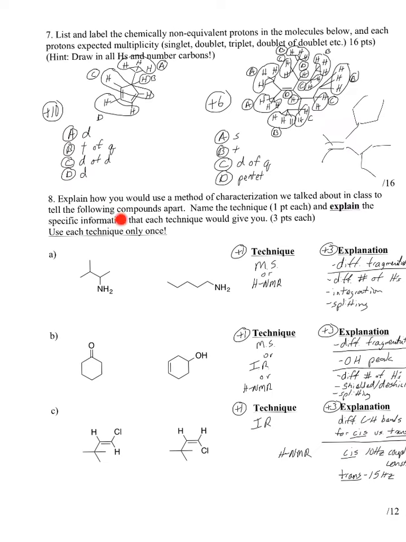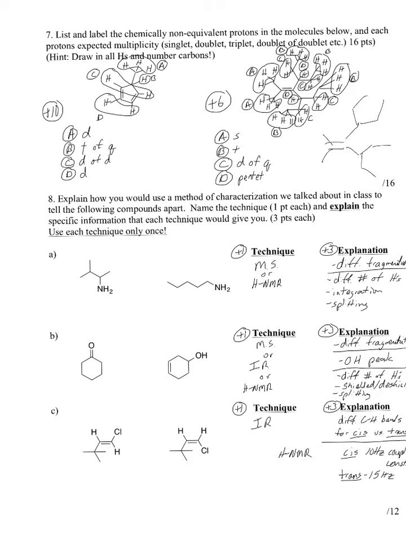Here's a nice question about how you use the methods of characterization we talked about in class to differentiate between compounds. You can name the technique and explain the information it would give you, but you can only use each technique once. So you're using your UV-Vis, your mass spec, your IR, your proton NMR, and your carbon NMR. For this one, I think would be easiest to use mass spec because of the different fragmentation, the branching, or you could use proton NMR. There'd be a different number of H's, types of H's. The integration and splitting would also be different.